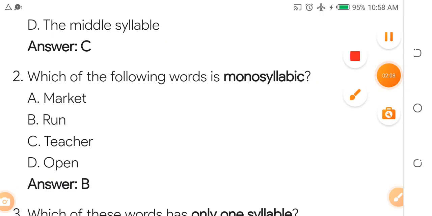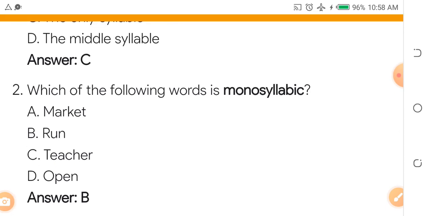Question number 2. Which of the following words is monosyllabic? A. Market. B. Run. C. Teacher. D. Open. Market has 2 syllables, ma and ket. Run has only 1 syllable, so run is the answer because it's monosyllabic. Teacher is disyllabic, it has 2 syllables. Open is 2 syllables too. Are you still following?